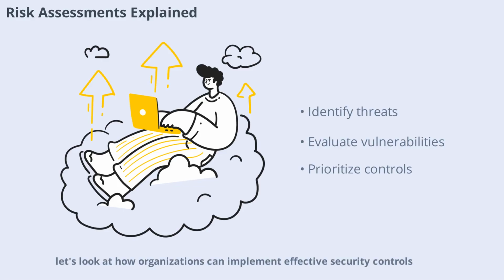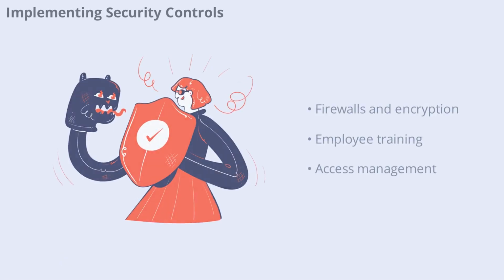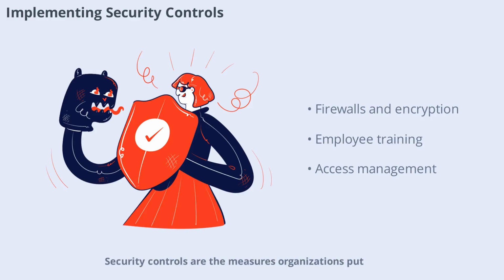Next, let's look at how organizations can implement effective security controls. Security controls are the measures organizations put in place to protect their systems and data. These can include technical solutions like firewalls and encryption, as well as administrative actions such as employee training and access management. Regulations often specify which controls are required or recommended. By implementing strong security controls, organizations can reduce the risk of cyber incidents and show regulators that they take compliance seriously.